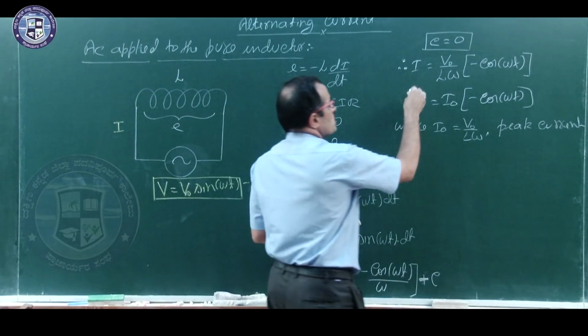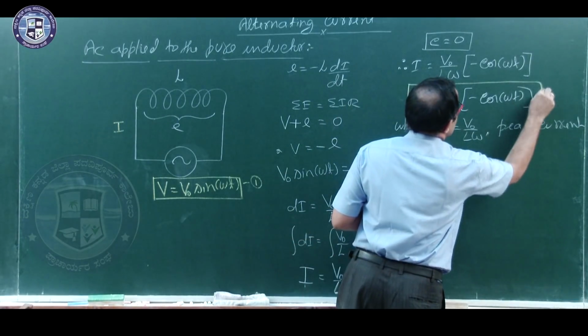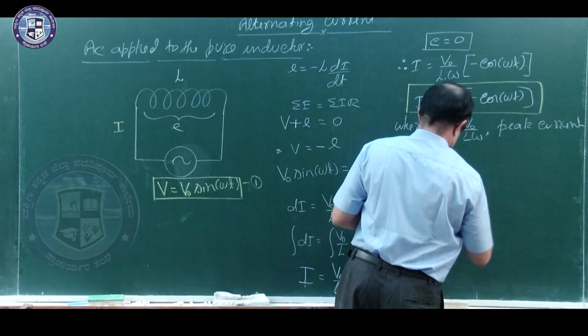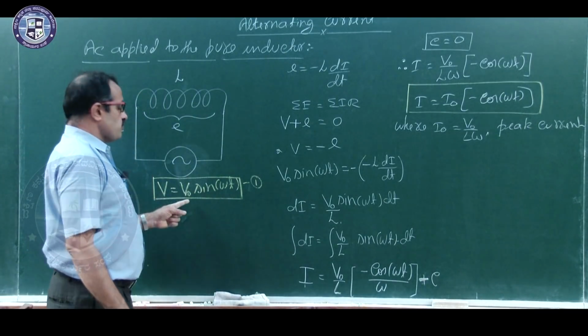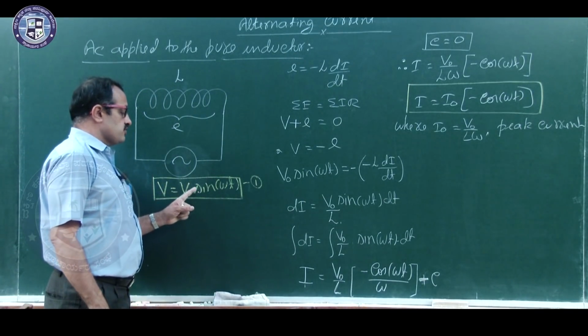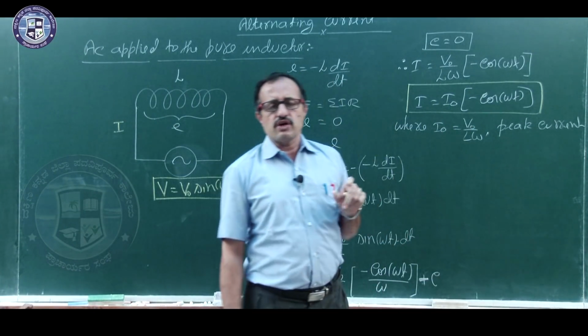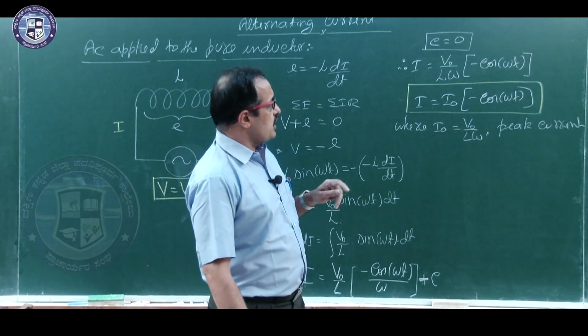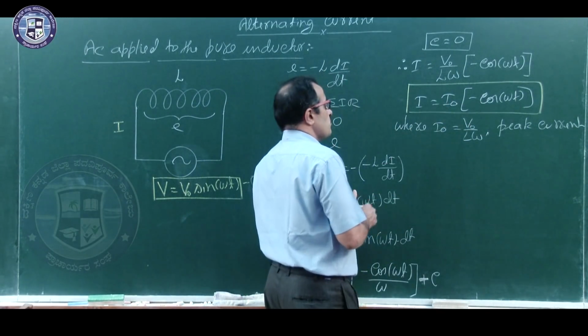Now, this is the equation for current. But if you look here, it is the equation for voltage. It is in sine function. This is in cos function. Therefore, it is not convenient. It is better to change this cos function to again sine function. So, we will rewrite it.